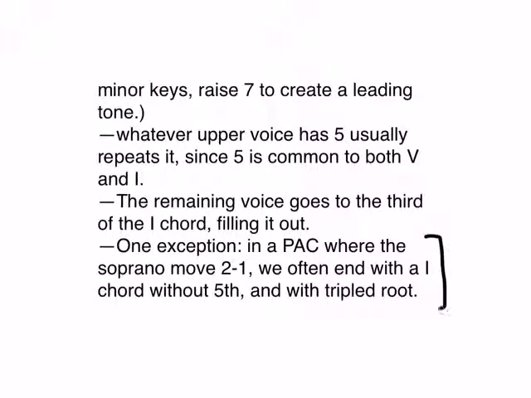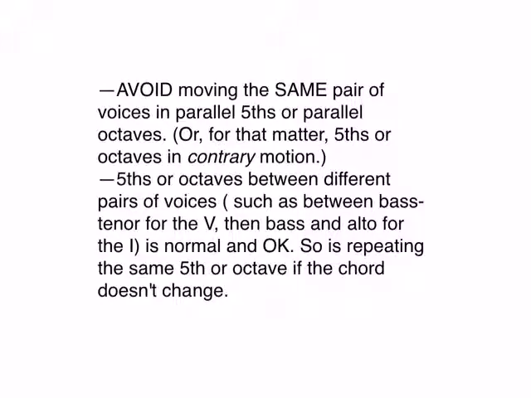We do have one exception. When we have a perfect authentic cadence where the soprano moves 2-to-1, we often end on a one chord without a fifth and with a tripled root. I'll show you that example at the end. In the meantime, I have to show you one of the things that we avoid doing. We avoid moving the same pair of voices in parallel fifths or parallel octaves, or for that matter, fifths or octaves in contrary motion. So here are some examples we avoid.